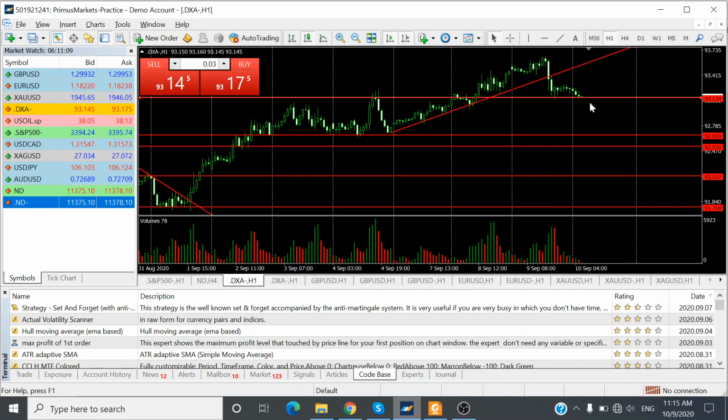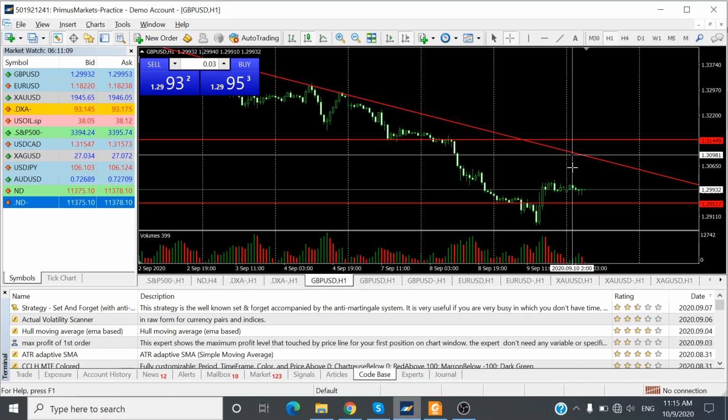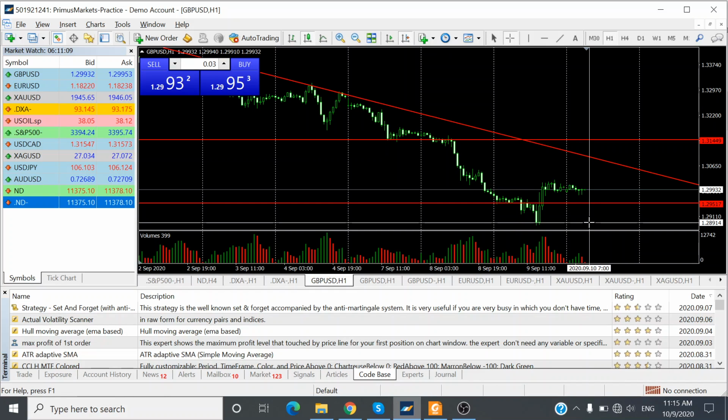And if the US dollar somehow manages to find support and strengthen back up, we could see the UK pound pulling back down. Again, the target price will be the previous low of 1.2891, about 100 pips to the downside.